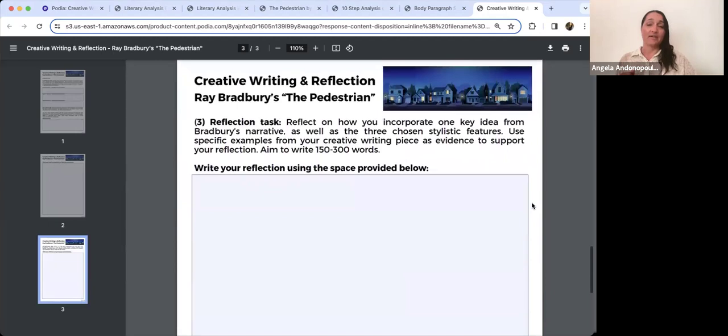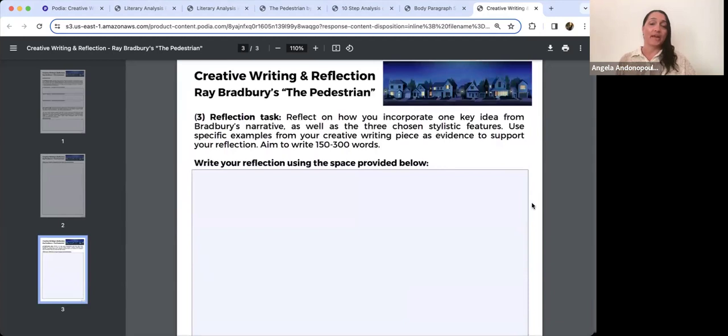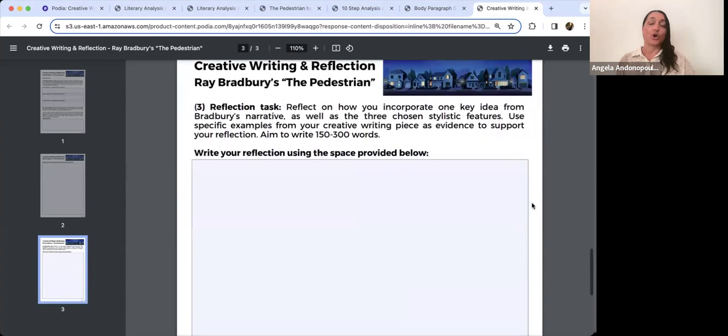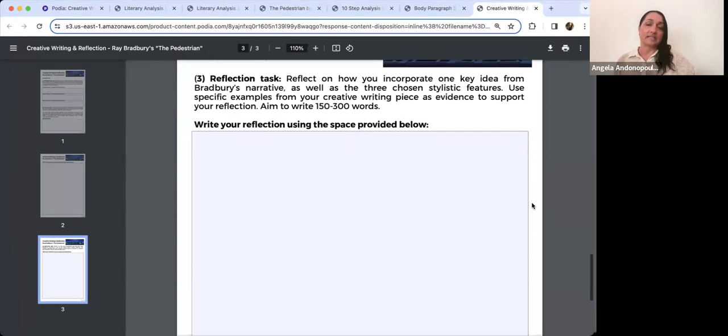And really common now in this module and in earlier modules is a reflection task. So getting you to reflect on how you've incorporated those ideas and those stylistic elements in your work. Use specific examples to show what you've done. So you can say, I was influenced by this aspect of this stylistic feature in Bradbury's work, for example. This is what I did with it. And here's an example from my work, and reflect on what you did and why you did it. Why did you make that choice? And then you've got space there for reflection.